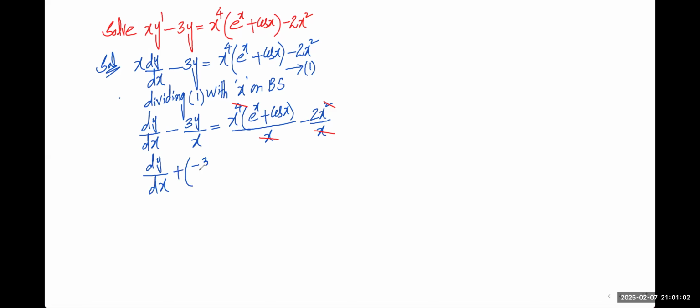Now let us compare with the standard form. The standard form of this one will be dy by dx plus p of y is equal to q. The p value is this one, that is okay, but this entire value is the value of q. Now I can move to the next step, that is finding the integrating factor.